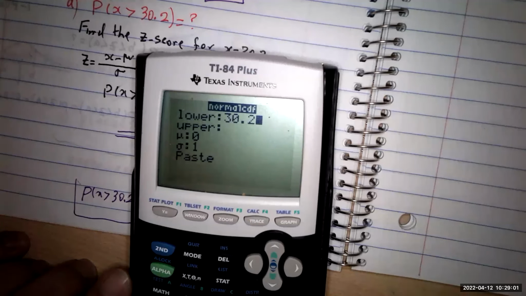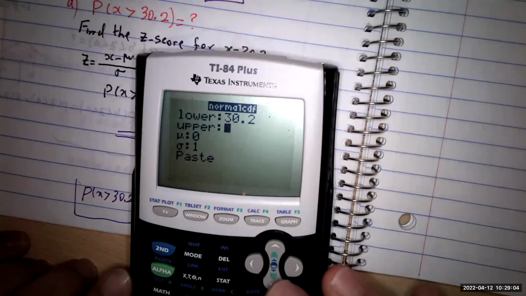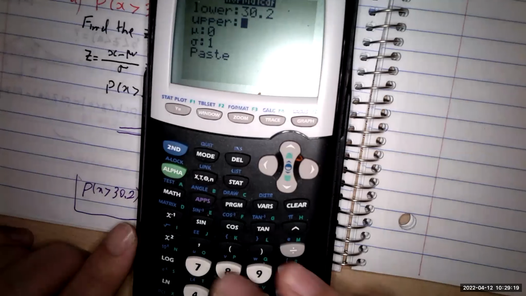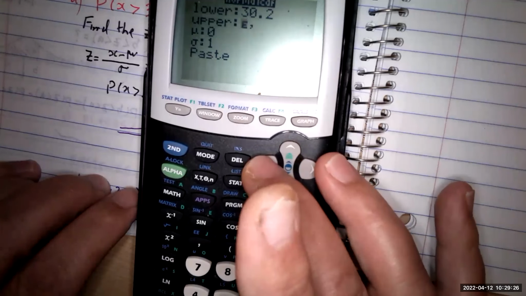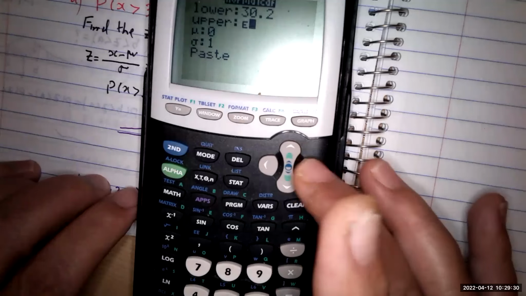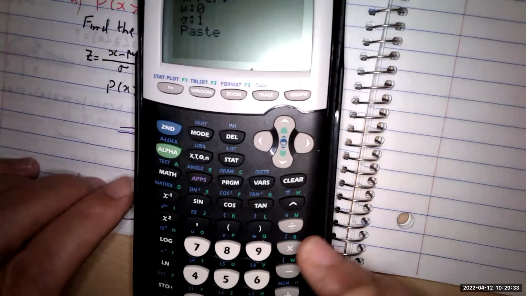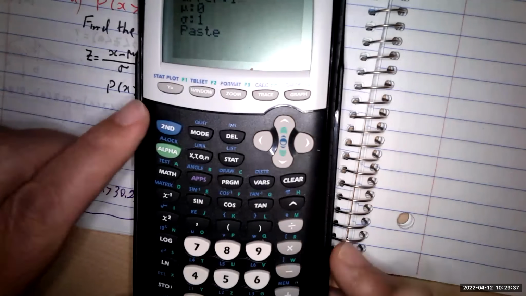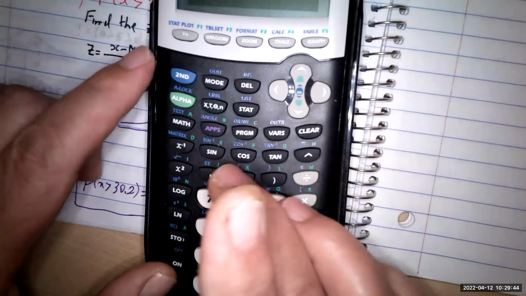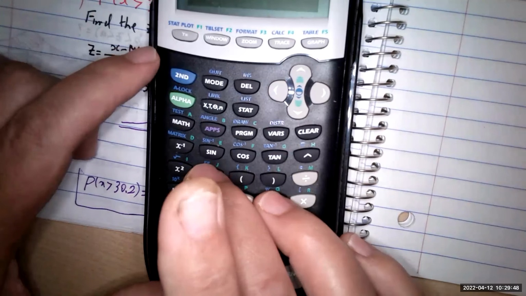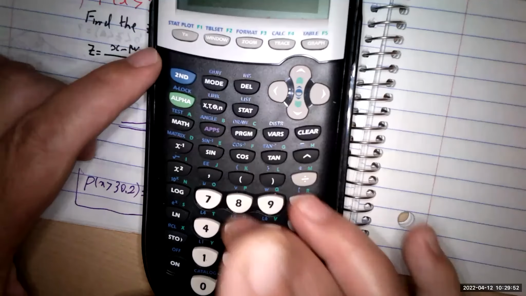For the upper one, we don't have anything, so I'm going to use double E. Yes, this is a double E. You put the second, and that gives the E that represents infinity. Just try it.